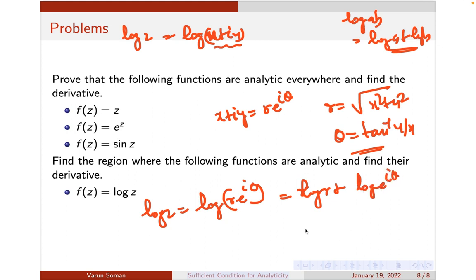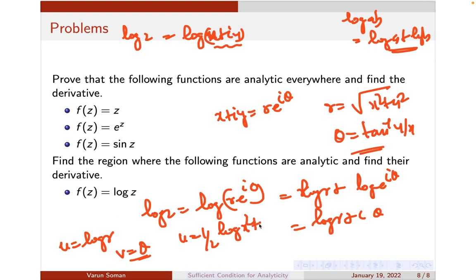You know that log e is 1, so it is actually log r plus i theta. Okay, so your u is actually log r and v is equal to theta. In terms of x and y, if you want, it will be log of root of x square plus y square, or simply u is actually 1 by 2 log (x square plus y square), and your v will be actually tan inverse y by x.